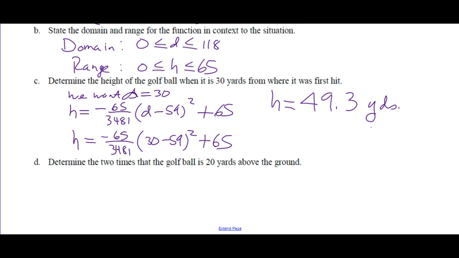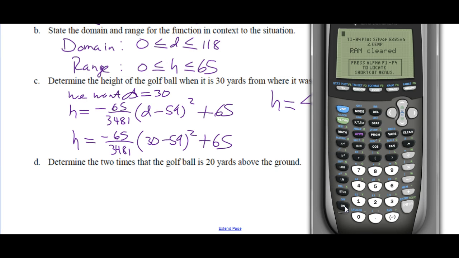Determine the 2 times that the golf ball is 20 yards above the ground. You can do this 2 different ways. We are not going to do the painful way, which would be doing it algebraically. We're going to do this graphically, right? You are not expected to solve this one algebraically, right? You're expected to be able to do this one graphically. So here's what we're going to do.